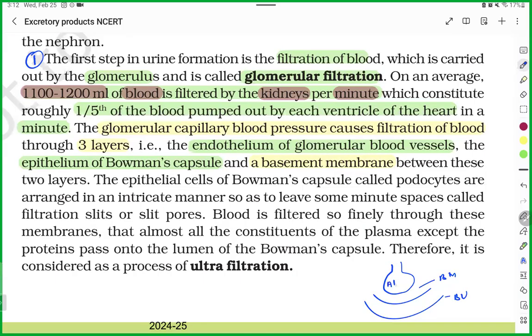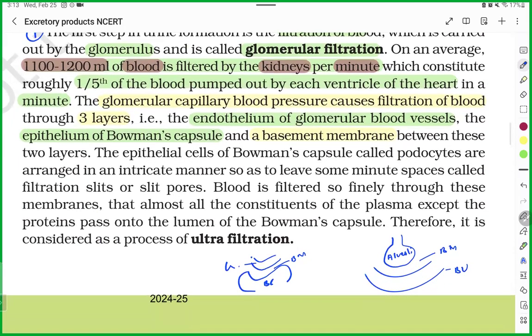This was blood vessel. This is alveoli. Correct? So these were present in the breathing system. Almost the same thing you have here. You have Bowman's capsule like this, you have glomerulus blood vessel like this, and you have basement membrane. Bowman's capsule, and this is glomerulus.